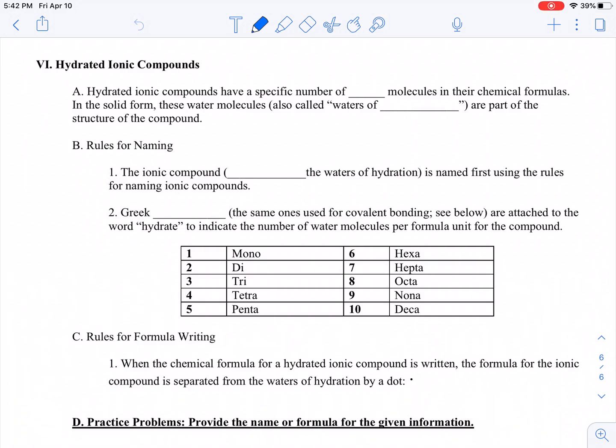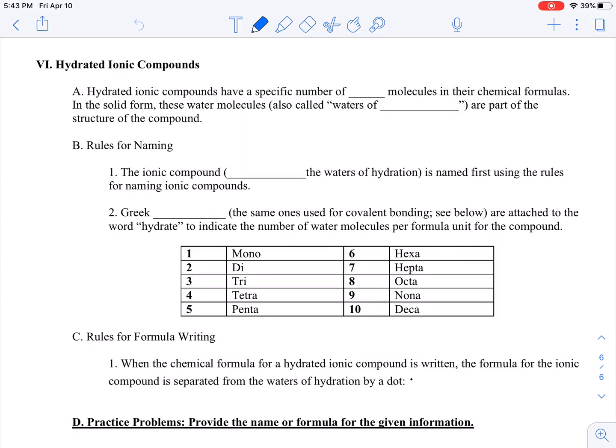Hi everybody, let's finish off our look at ionic naming with a study of hydrated ionic compounds. So it turns out that there are some special compounds that have ionic crystals with water molecules stuck inside, and they have a specific number of water molecules. These water molecules are sometimes called waters of hydration, and there is a certain number of them per group of atoms in the formula unit.